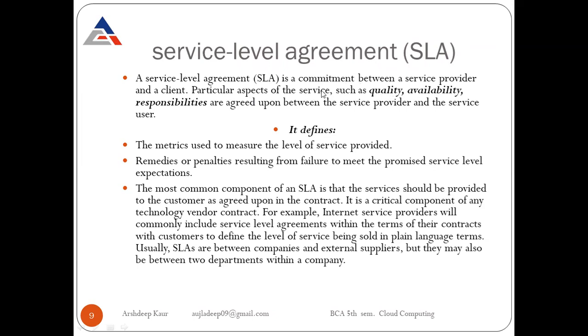Its main characteristics are quality, availability, and responsibilities that are agreed upon between the service provider and service user. These are the three main factors that should be ensured between the service provider and a client. Quality: we always expect good quality services. Availability means we expect services to be available 24/7. Responsibility means the service provider should be responsible. In case of any failure or disaster, he or she should be responsible to recover.